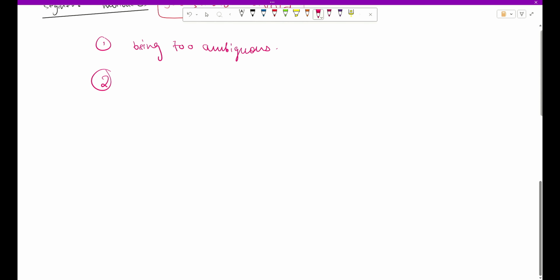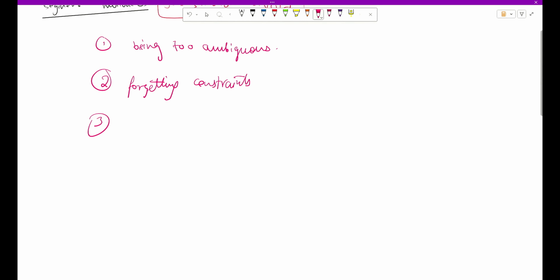Second, forgetting constraints. If you want a list, mention it. If you need a specific tone, specify it. If you need a certain length, include that too.